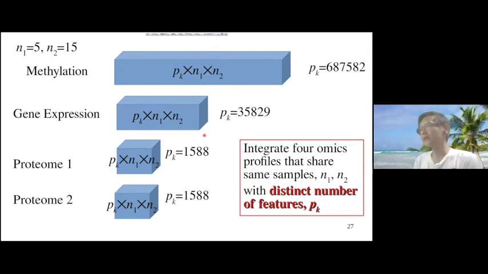In this paper I have integrated four distinct multi-omics datasets: methylation, gene expression, and two proteome datasets. And as you can see, the number of features is very different. For methylation, this is a microarray dataset, so the number of probes is this number, and for the proteome we have a very small number of features, and the number of genes is in between.